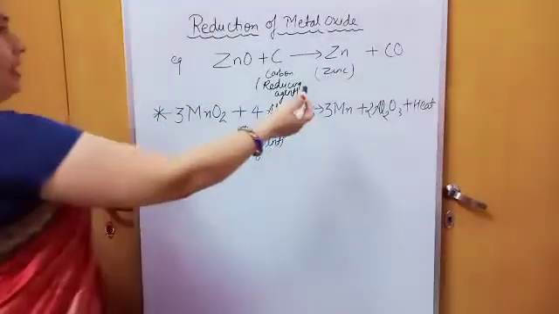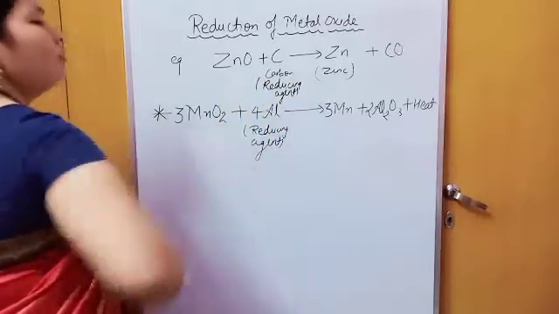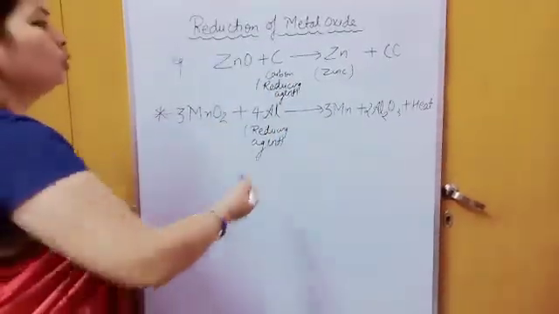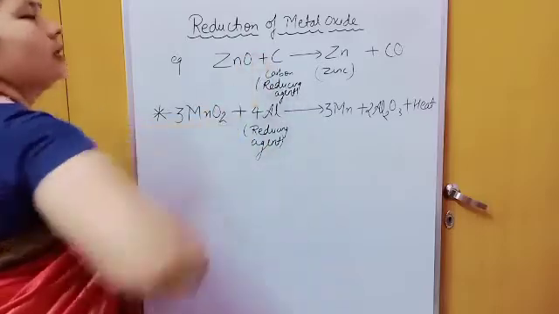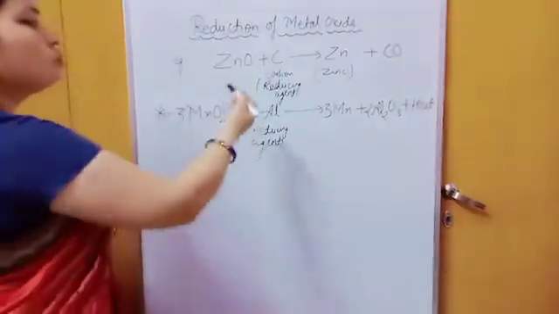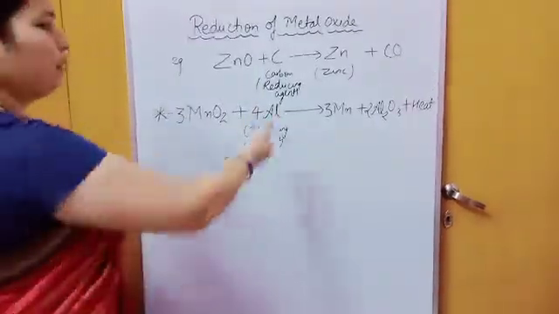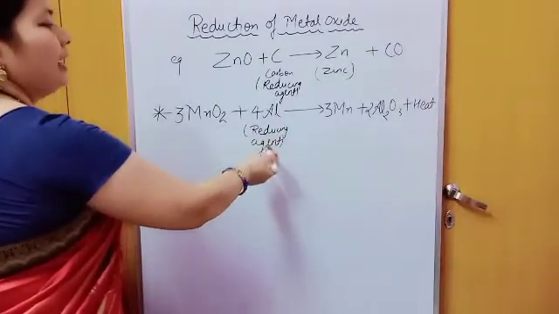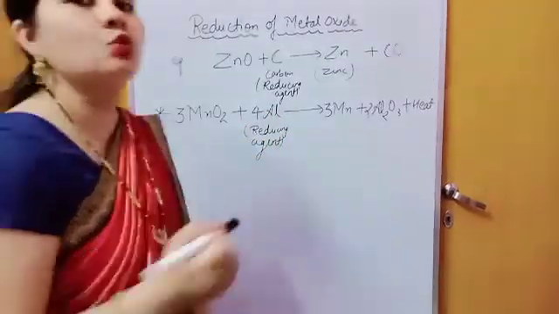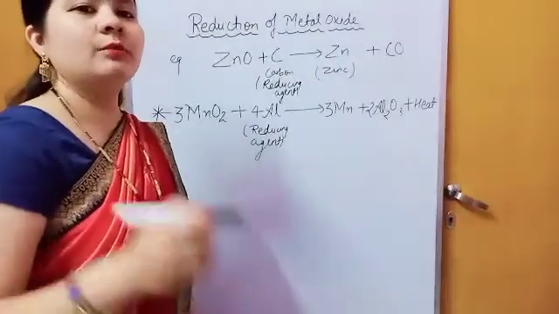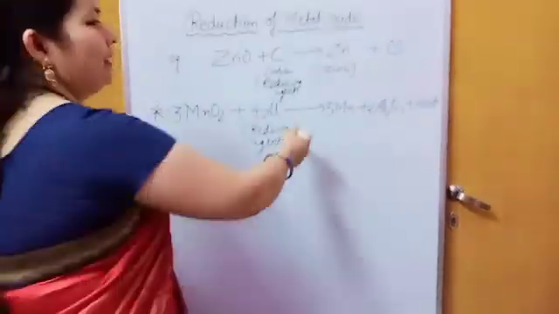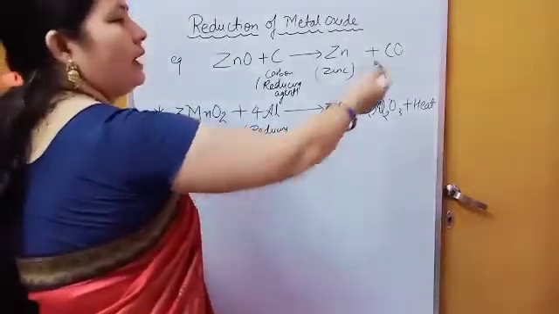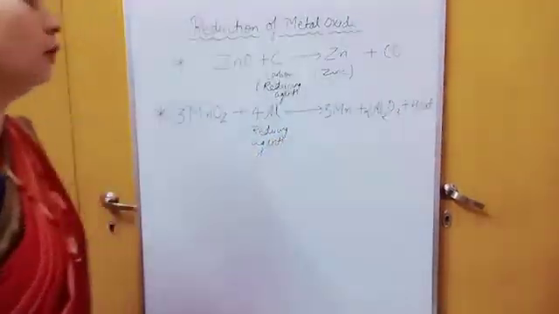Now another example: manganese dioxide, MnO2, will not be reduced with the help of carbon. For this we use a more powerful reducing agent, aluminium. So MnO2 plus aluminium, which acts as the reducing agent, and we use aluminium in powdered form. It is converted into manganese plus Al2O3. This reaction is balanced, and heat is evolved.